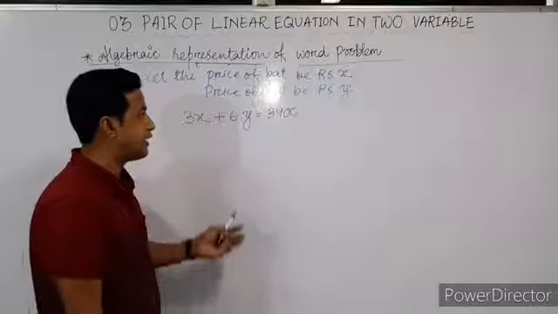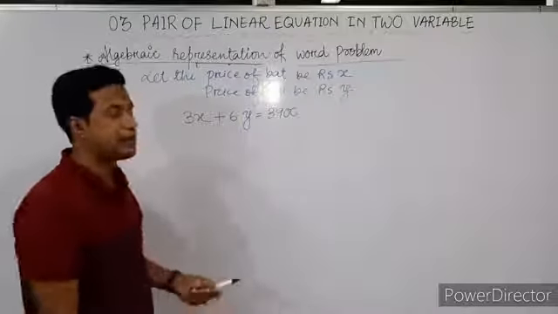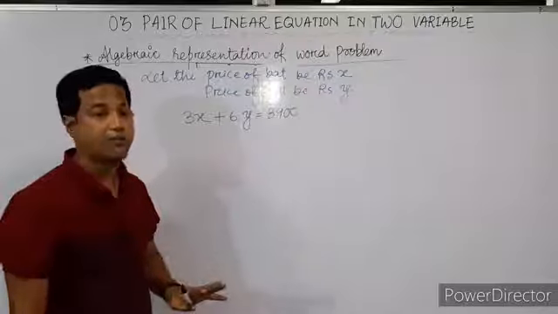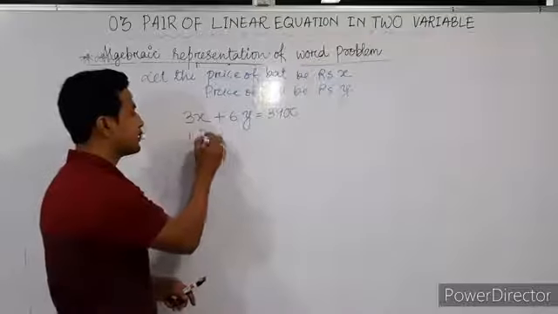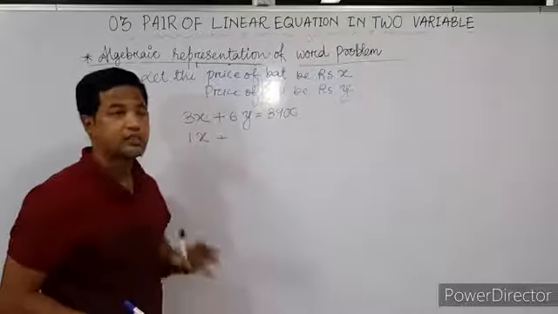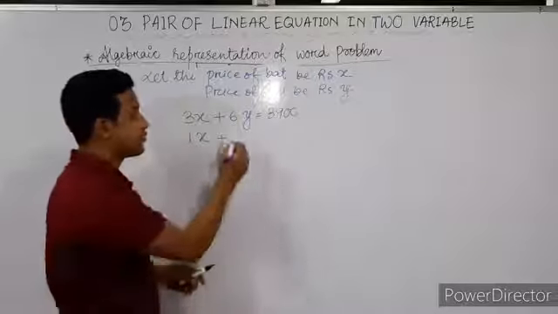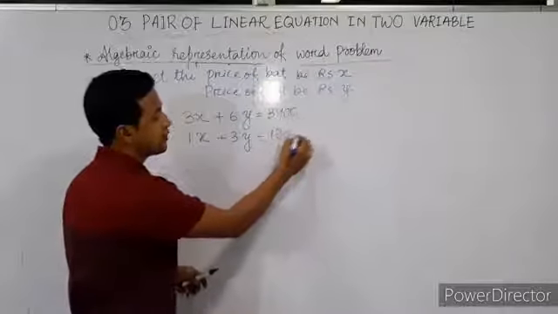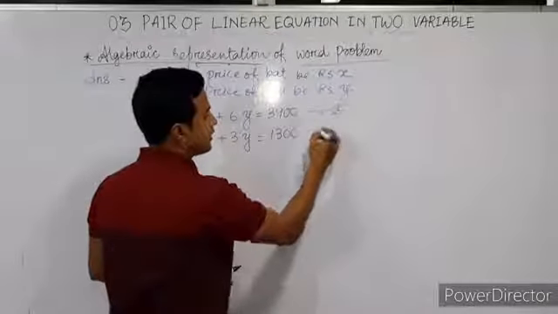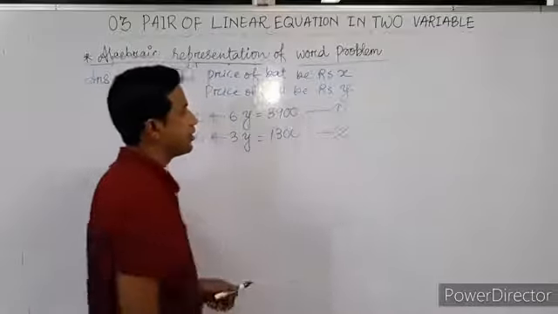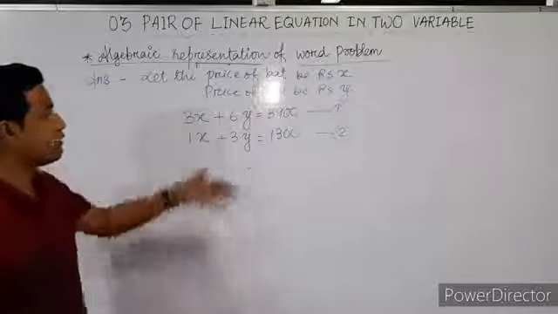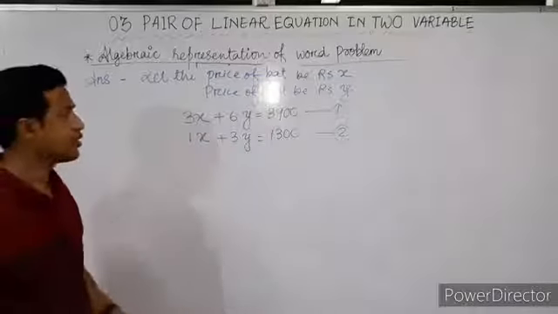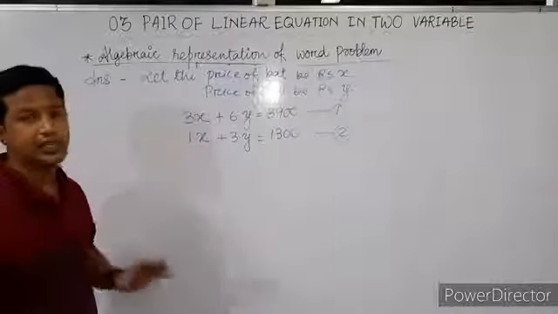3,900. And in the second case, he bought another bat, meaning only one bat, that is 1 into price, that is 1x, plus there are 3 balls, that is 3 into y. So altogether he pays 1,300. By this we got the 2 algebraic equations.